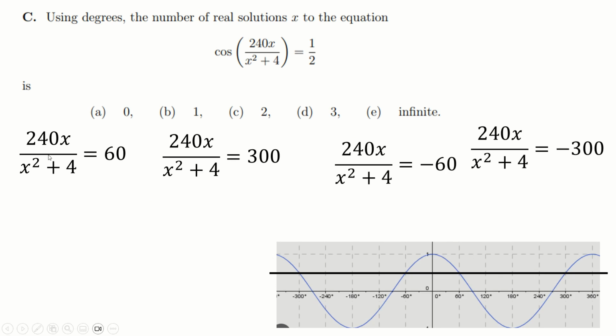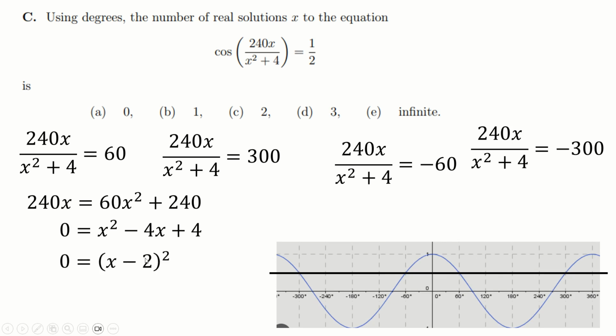To do that, cross multiply this out, and divide by 60, of course, and you get a solution at x equals 2 only. So that's pretty cool. And then you try this one. So we've got one solution so far.